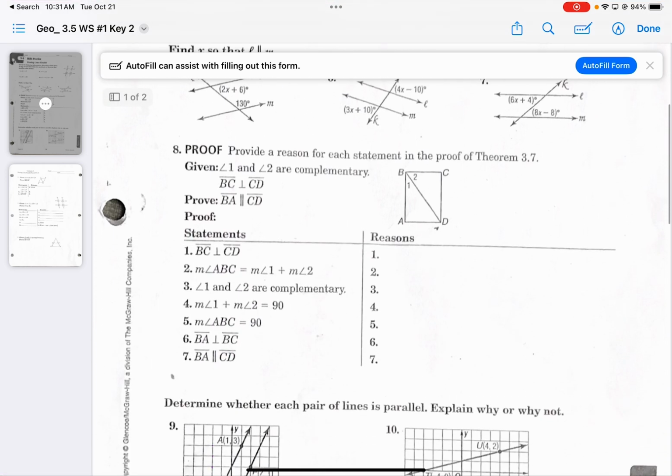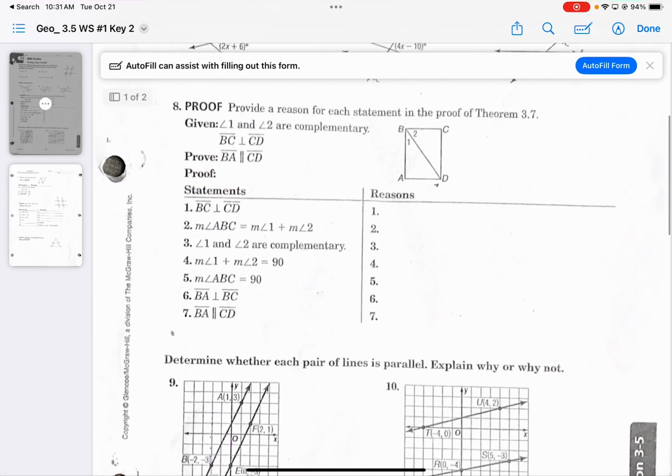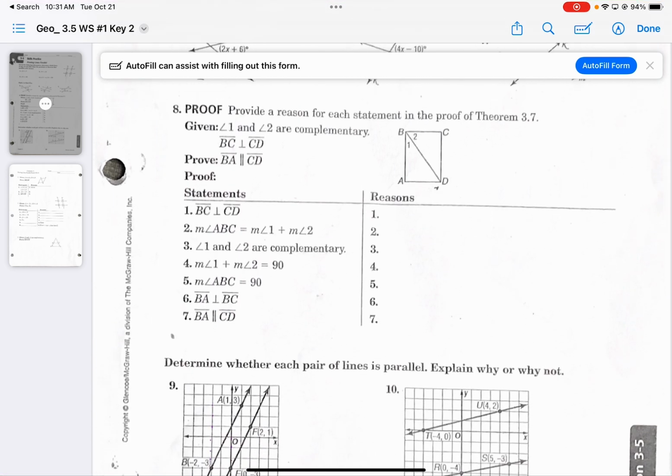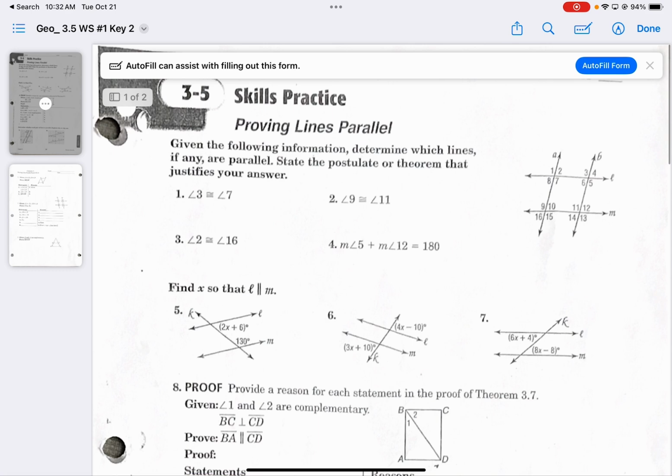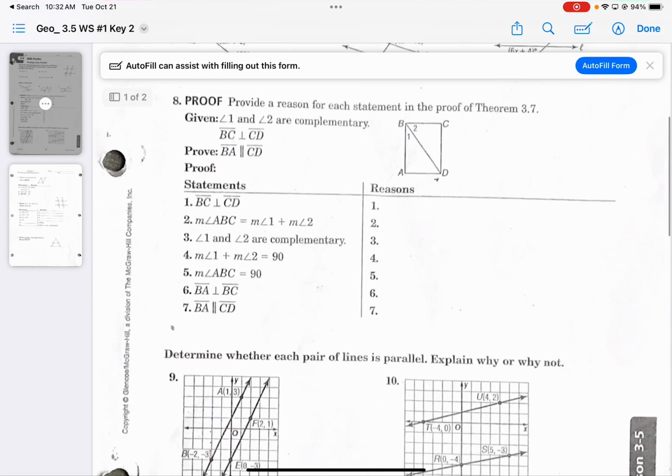All right, so let's start with 8. We did 1 through 7 on the board already. Let's do 8. So 8 was one of the longer ones. It was a fill-in. Do you have this worksheet from yesterday? Have that out so we can go over it. Okay. You guys ready?